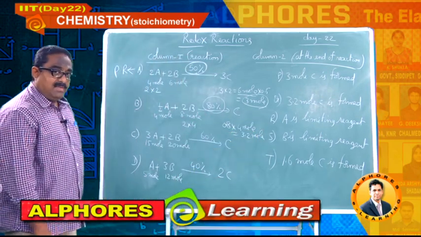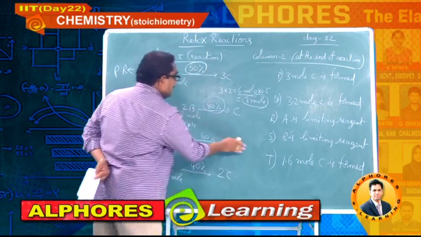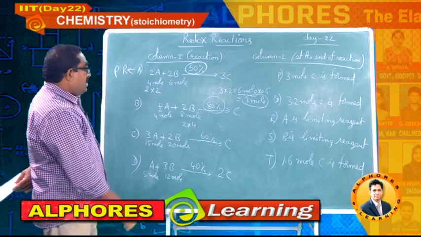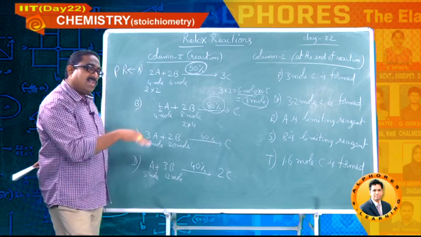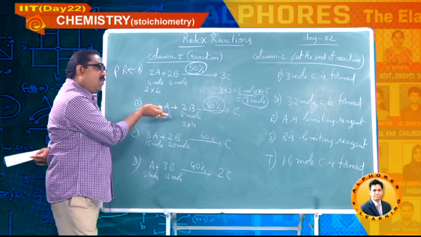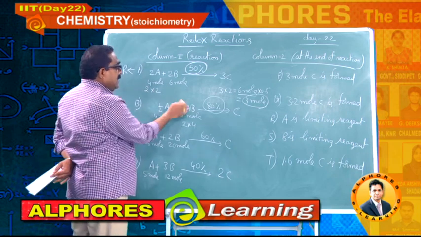So, 80% means you should multiply with 0.8. So, you should get 3.2 mole. Once again I will repeat, students, concentrate. No problem. First let me fix the limiting reagent. Given moles by stoichiometric. 4 by 1 by 2. So, 8. 8 by 2, 4.